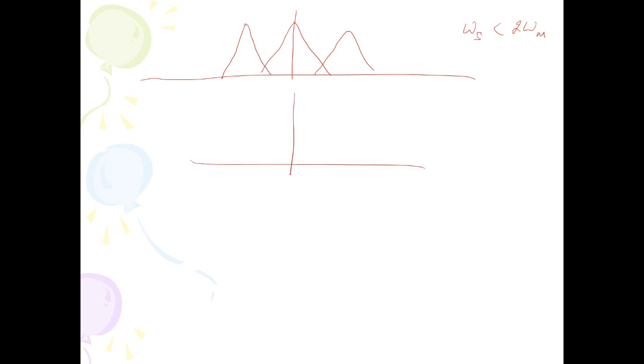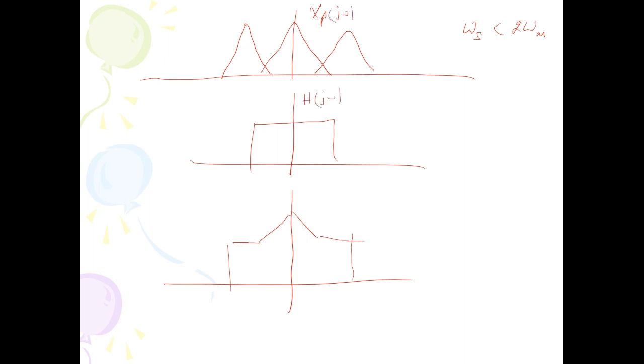Next, coming to the third case, if the sampling frequency is selected such that it is less than twice the maximum frequency component, there will be an overlap here. Now this is passed through a low pass filter, and the output will be distorted. So you will find distortion. This is Xp of j omega, this is H of j omega, and this is Xr of j omega. We cannot reconstruct the original signal in the undersampling condition.